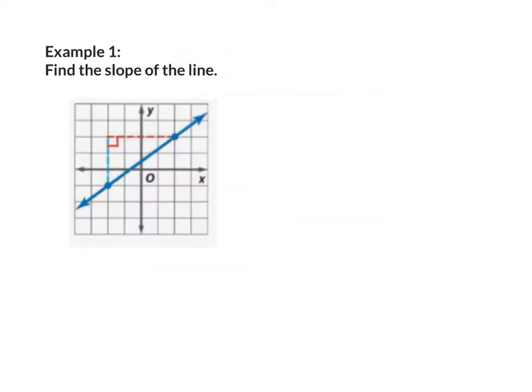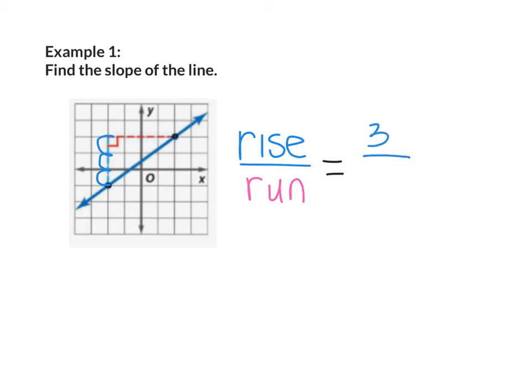Example number 1. Find the slope of the line. So remember, slope is rise over run. So we need 2 points, and it looks like they already gave us those 2 points. I have a point here and a point here. So we're going to start with the rise. The rise is how high it goes. So it's 1, 2, 3. So I have a rise of 3, and then my run is how far right or left it goes. 1, 2, 3, 4. So I have a run of 4.